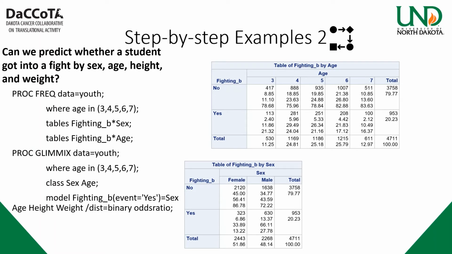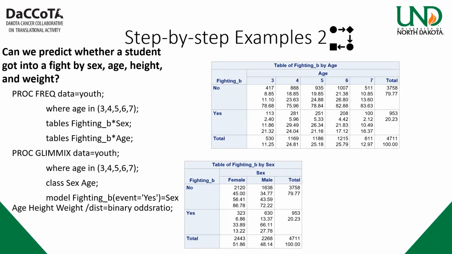So now we're going to run our logistic model, but instead of using proc logistic, I'm going to use proc Glimmix, which uses generalized linear mixed models, so it can use a more broad category that includes logistic. So we're going to again restrict our ages and then include this line here for sex and age to tell our model that these are categorical variables with this class statement.